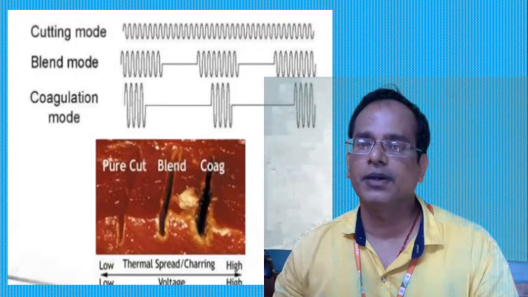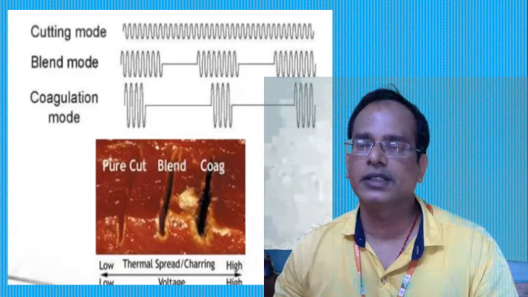So there are three types of operation. One is monopolar, the second one is bipolar electrosurgery. Okay, so another, monopolar electrosurgery. Here the output characteristics have different modes. The modes of operation of monopolar ESU: it has a cut, which is vaporization or cutting of the tissues.